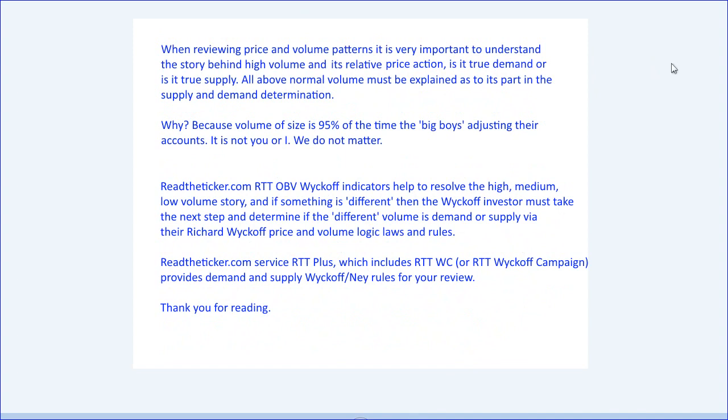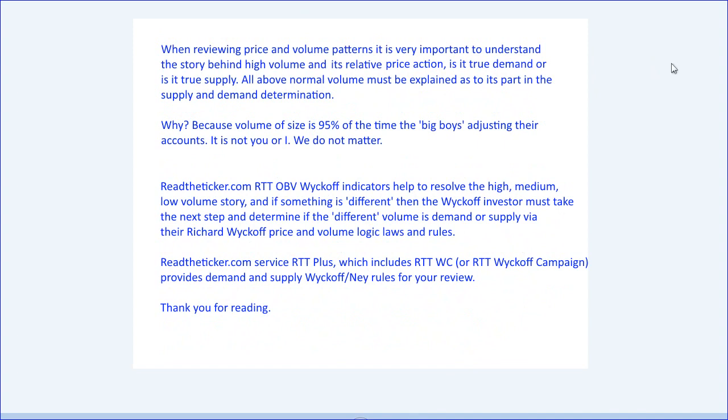The readtheticker.com RTT OBV Wyckoff indicators help to resolve the high, medium, low volume story. It helps show when something is different. Something's happened in the chart. And when you're looking through 20, 30, 40, 50 charts and you see nice price action, you want to see how the weighted RTT OBV volume indicator is tracking that. Is it similar? Is it different? Is it showing different volume patterns? Does it confirm or deny the price action? So you can't look at an OBV indicator without understanding Richard Wyckoff laws of supply and demand with price relative to volume.